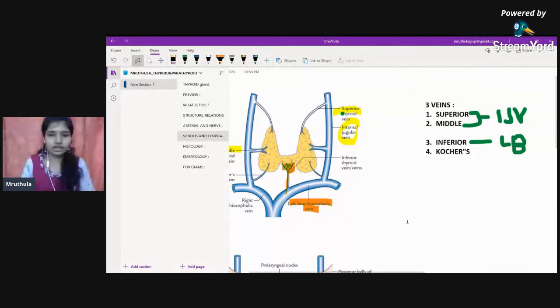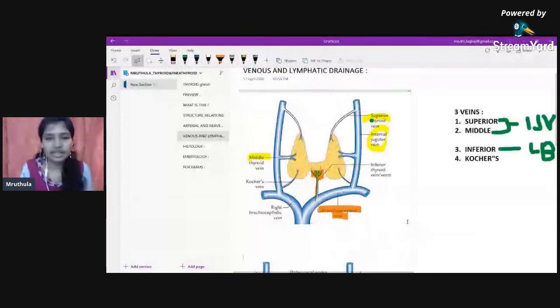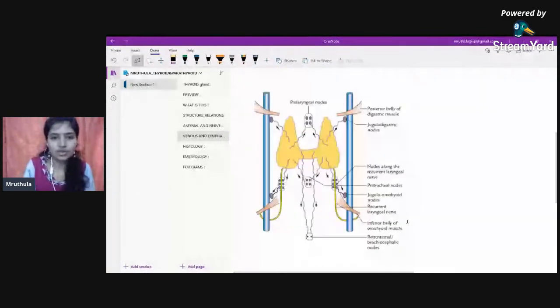Now coming to the lymphatic drainage. We are dividing them into two groups, the superior group of lymph nodes and the inferior group of lymph nodes. The superior group of lymph nodes includes the pre-laryngeal and the superior deep cervical. The inferior group will include the pretracheal. As you can see in the diagram, based on the location only, they name that way.